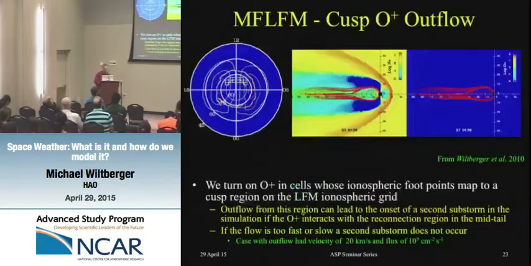With the LFM, we did some initial testing work where we said, okay, let's just get some statistics and understanding of the system. And we know that a lot of material flows out of the so-called cusp region of the ionosphere out into the magnetosphere. So let's just turn on some outflow there and see how that impacts the evolution of the system. So we're going to show that in this comparison movie over here.